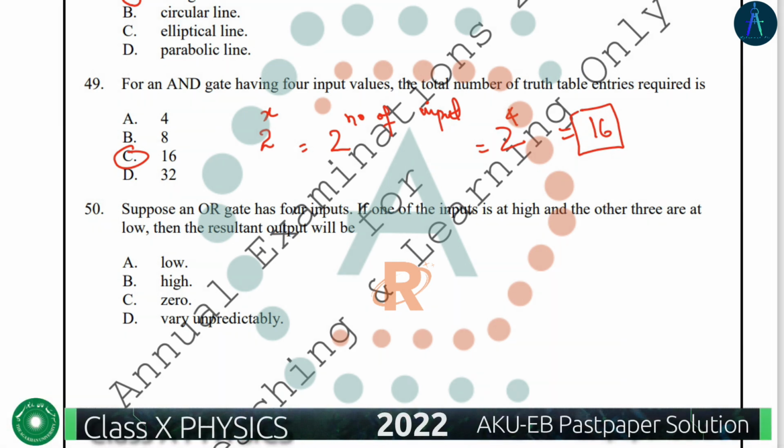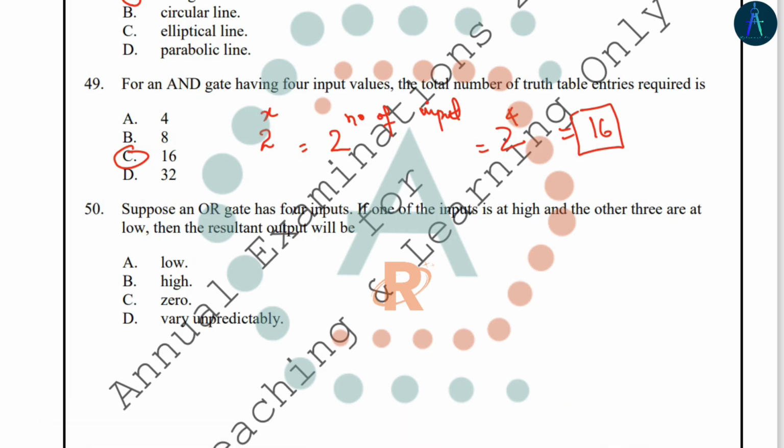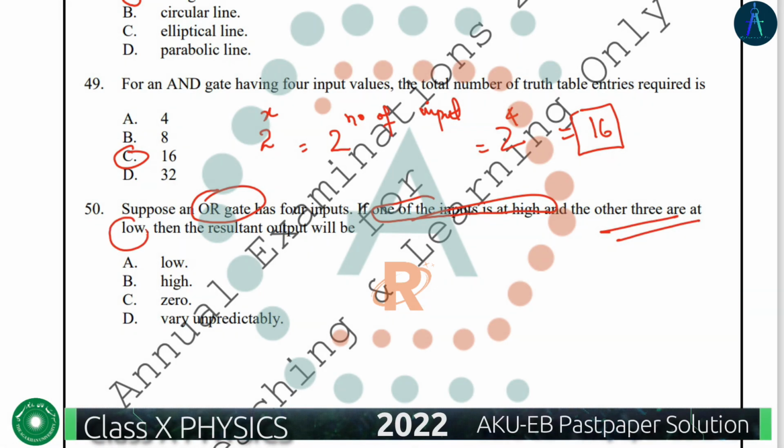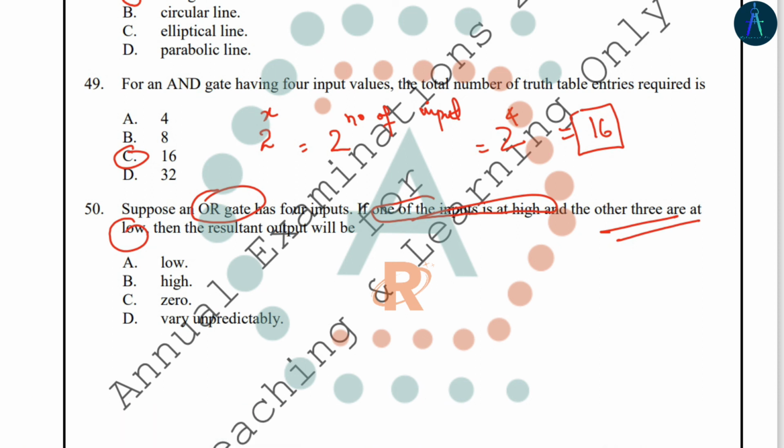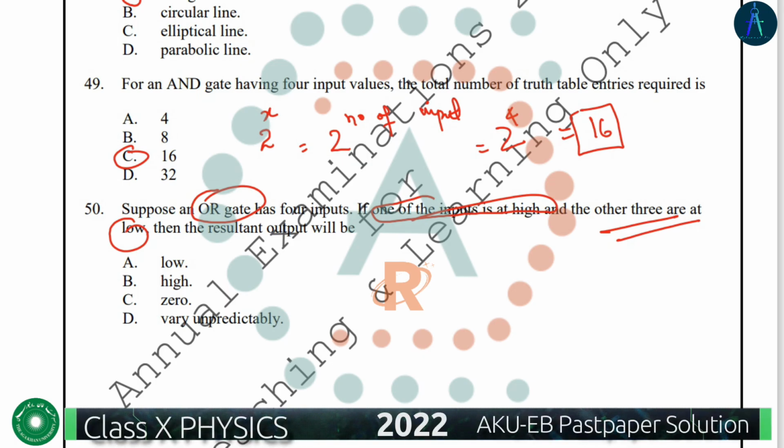Then we have the last question of this year 2022. Suppose an OR gate has 4 inputs. If one of the inputs is at high and the other 3 are at low. So we have OR gate, and one input is high and the other 3 inputs are at low. We know that in OR operation, if any one of the inputs is 1, the output becomes 1. If all the inputs of OR operation or gate are 0, then only the output is 0. So in this case, the output will be 1 or high. So option B is the right answer.